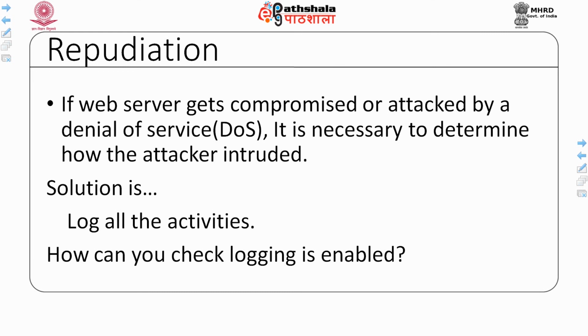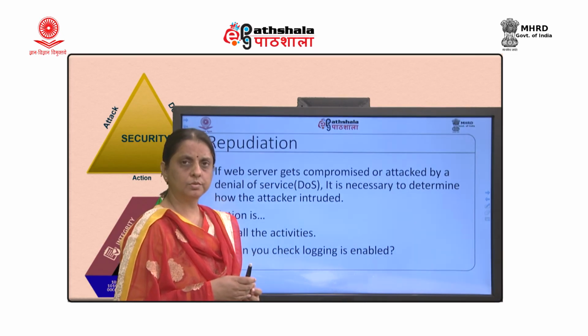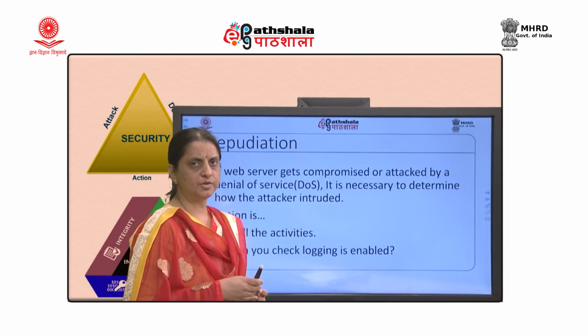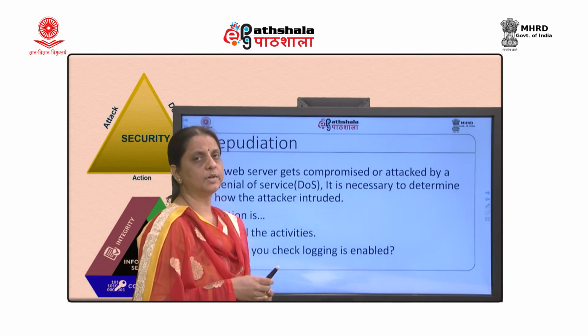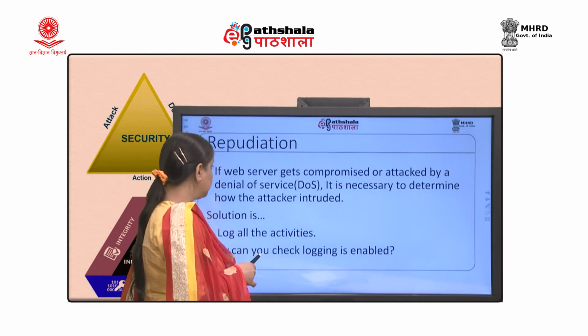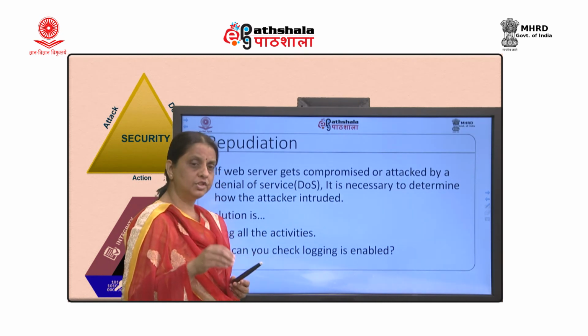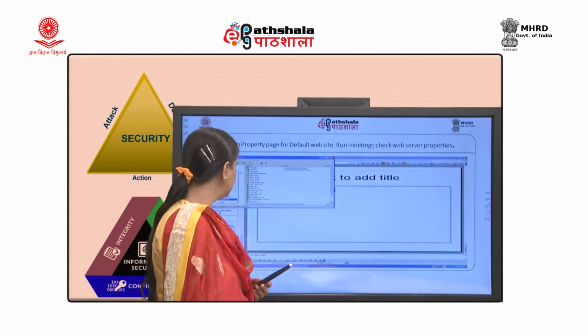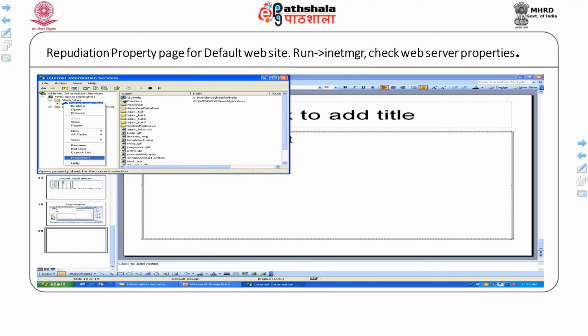So, what is the solution to find out that the attacker has done this? Log all activities. Repudiation is about finding out who tried to perform certain actions on a particular server. How do you do logging and how do you check whether logging is enabled? For that, on your machine, this is a case study of an IIS server.